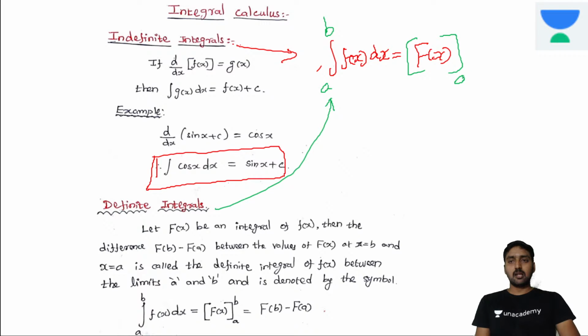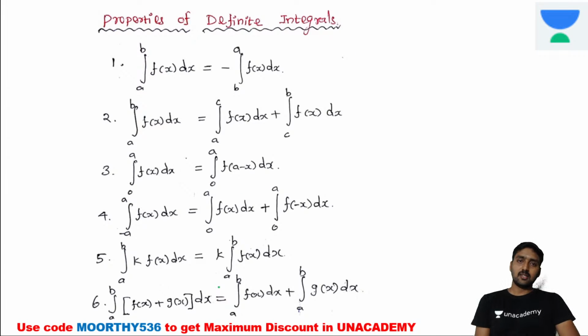By applying the limits, we are converting the indefinite into the definite integrals. Is it clear? Okay. It's equal to f of b minus f of a. So this is the condition, right? So here by applying the limits, we are converting the indefinite into the definite integral, and the properties of the integrals.